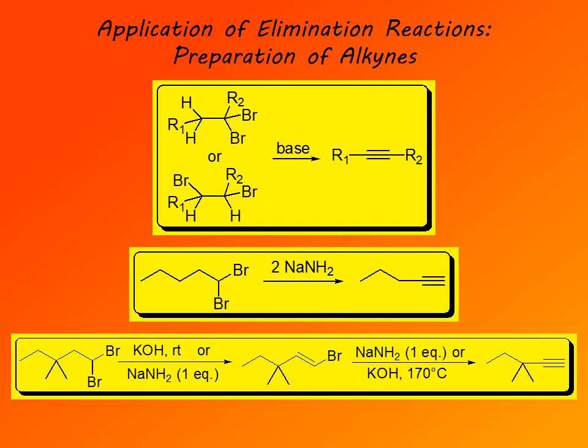Alternatively, if we want to use hydroxide, then we have to carry out the reaction at rather high temperature because hydroxides are weaker bases, weaker than amides, and we need more rigorous conditions. So the temperature has to be 170 degrees Celsius, rather high, for the elimination of the second equivalent of hydrogen bromide with hydroxide.